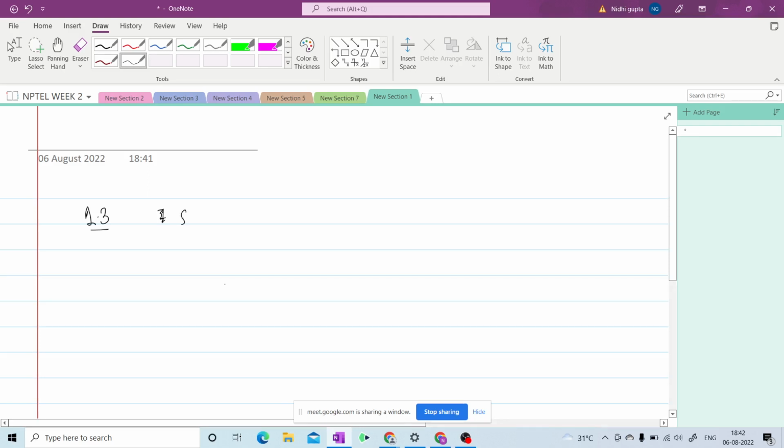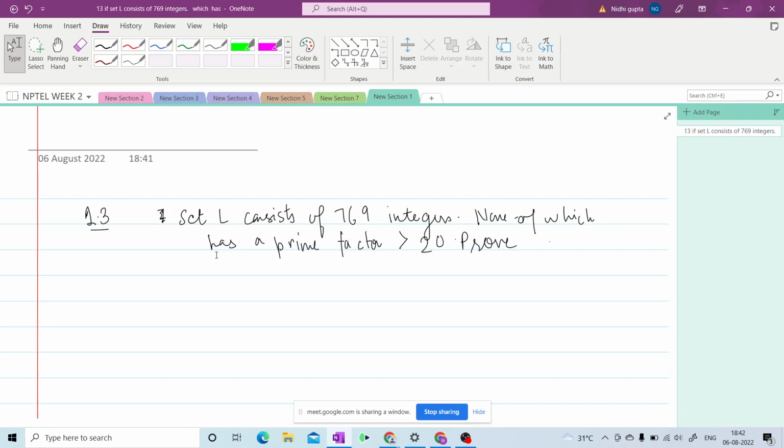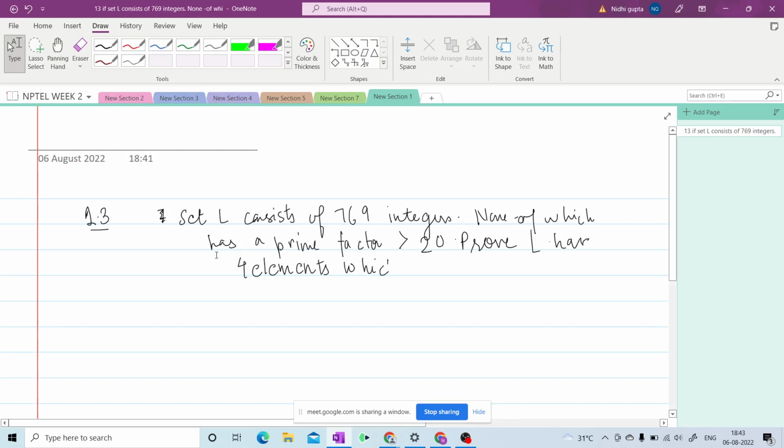The set L consists of 769 integers, none of which has a prime factor greater than 20. Prove that L has four elements, the product of which is equal to the fourth power of an integer.